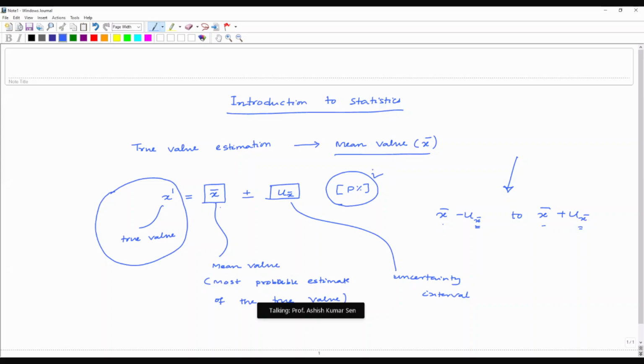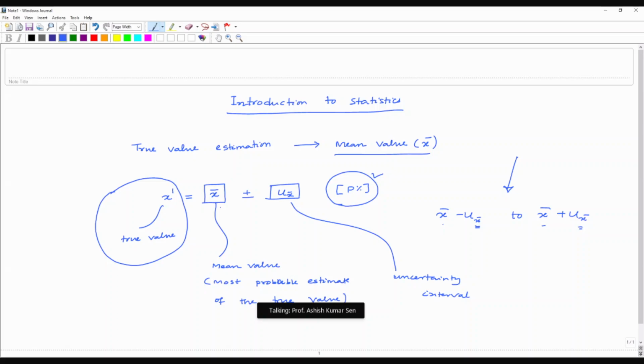But the basic framework is that, okay, you pick a sample from anything that you want to measure, and you find the mean value, which is the most probable estimate of the true value. But then you have to define an interval from the standard deviation, and your true value is lying within that interval of x minus ux to x plus ux.